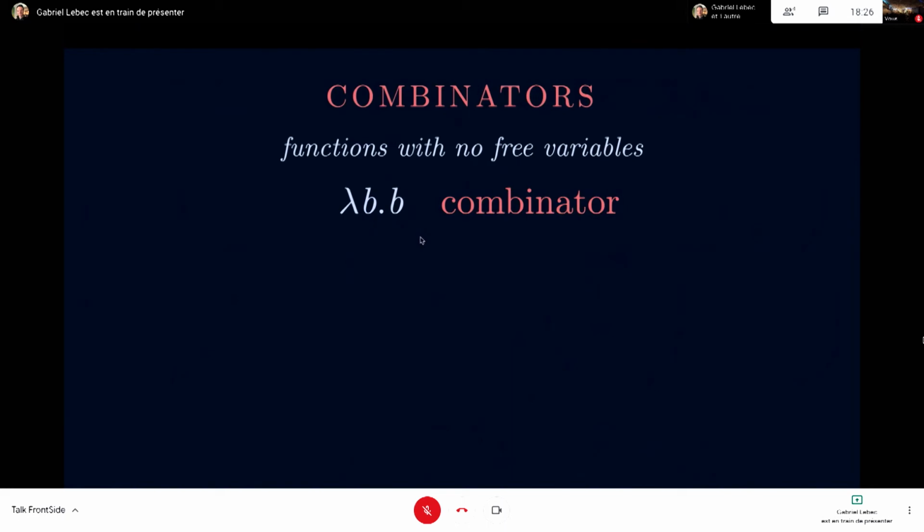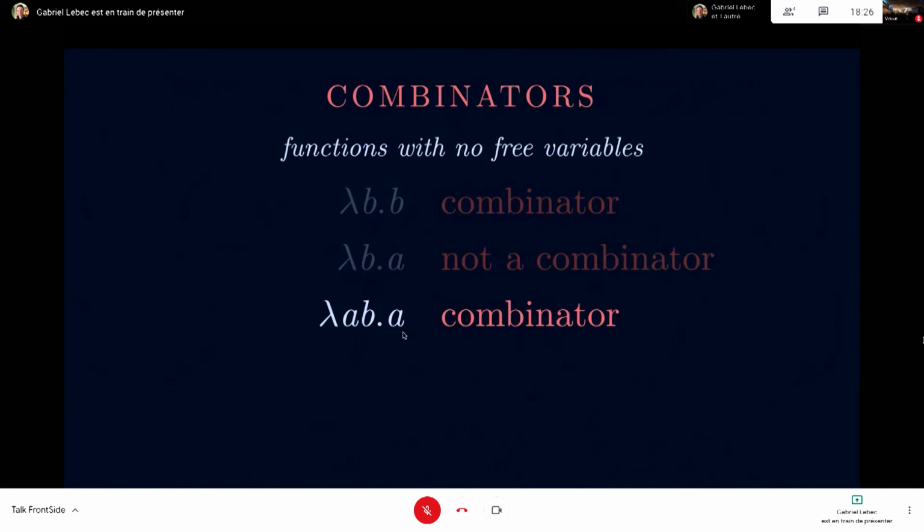So that's a combinator. This function, on the other hand, returns A, but A is not an input to the function. So this is not a combinator. This is a combinator. It takes two inputs and it returns the first one. The fact that it doesn't use one of the inputs doesn't matter. The only important thing is that this return expression came from an input.